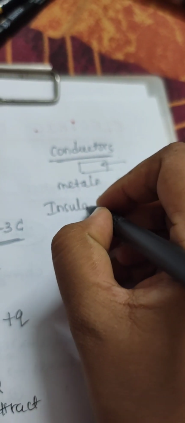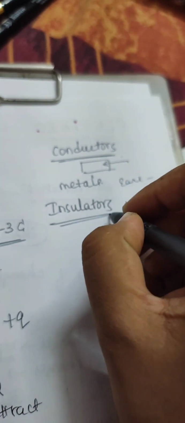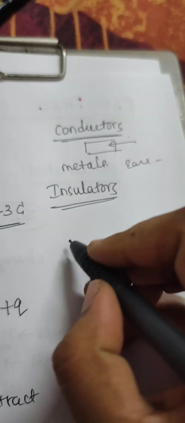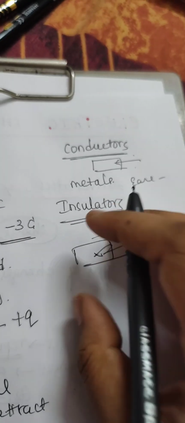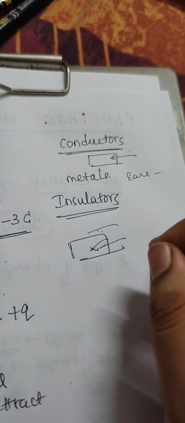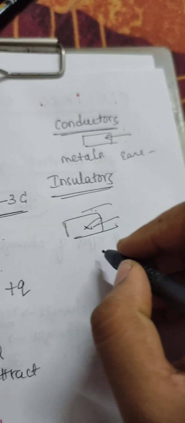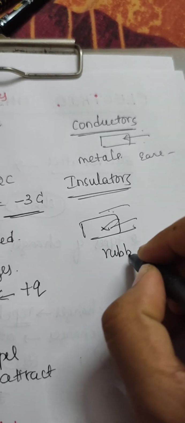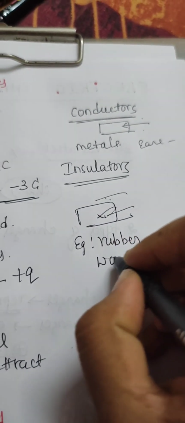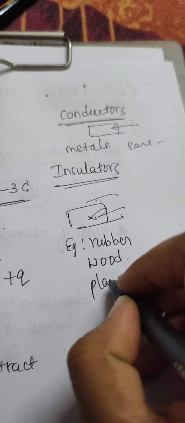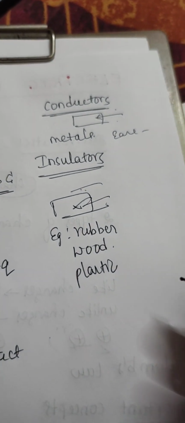Insulators are materials which resist the flow of electricity through them. For example, rubber, wood, plastic, etc. we can call insulators.